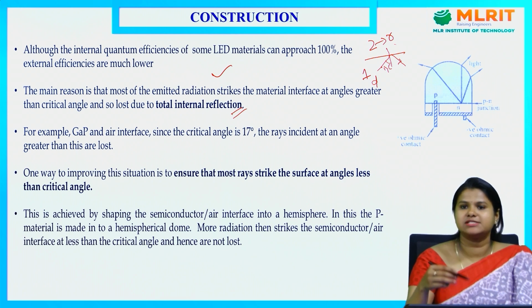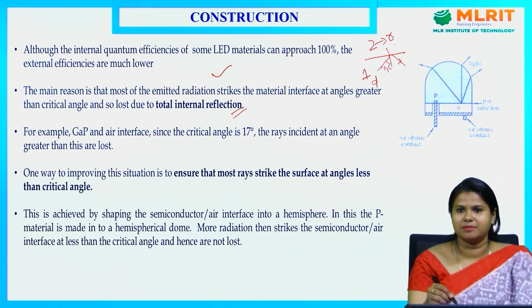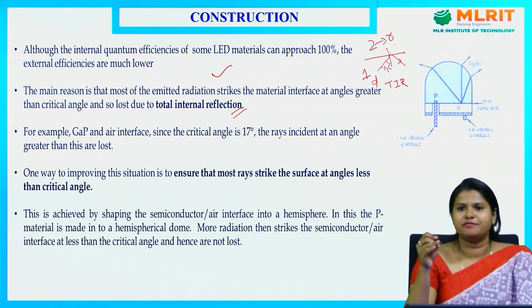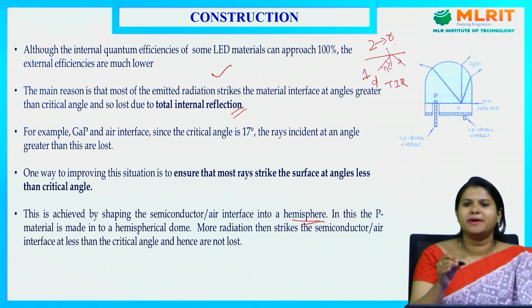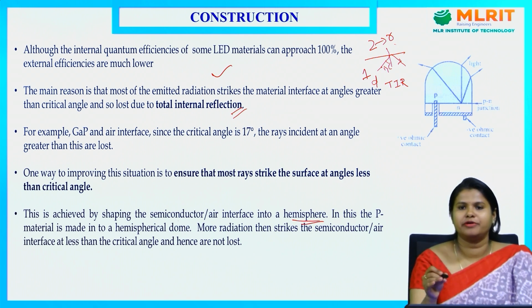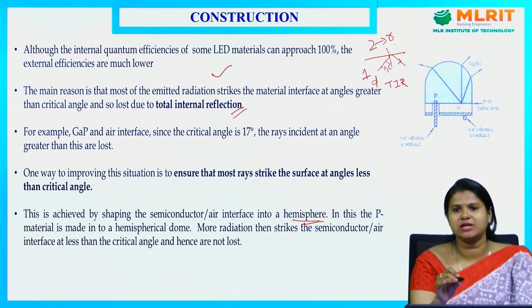So here, instead of refraction, reflection will be taking place. This process is known as total internal reflection. Due to total internal reflection, this light might stay inside the LED without coming out. That's why we make the surface of this LED hemispherical in shape, to prevent total internal reflection. Whenever we make the surface of the LED hemispherical, we can reduce this total internal reflection and get maximum radiation out of the LED.